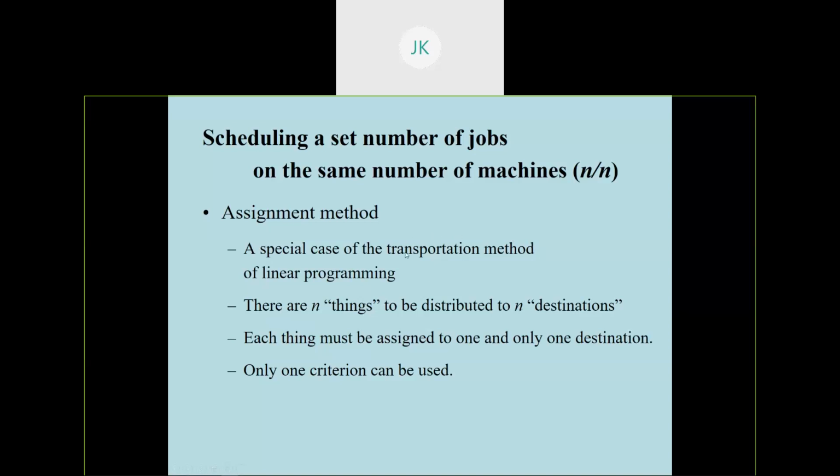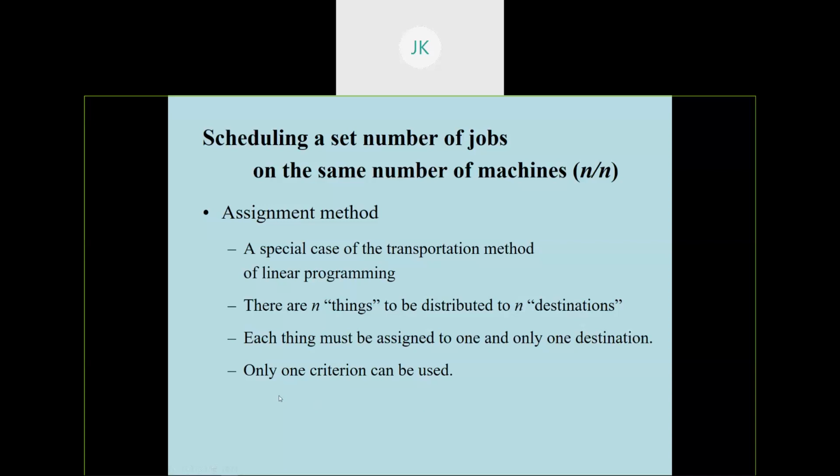In the transportation method, there are the same number of destinations and suppliers, and then match one to one to minimize transportation cost or time. There are N things to be distributed to N destinations, same number. Jobs and machines or workers and so on. Each thing must be assigned to one and only one destination. So match one by one, one to one.